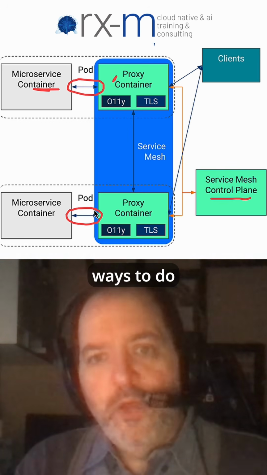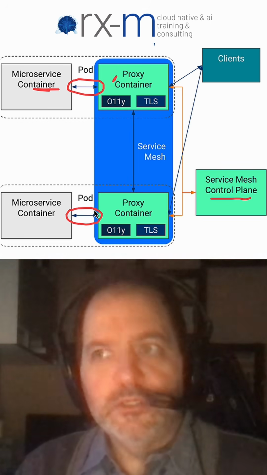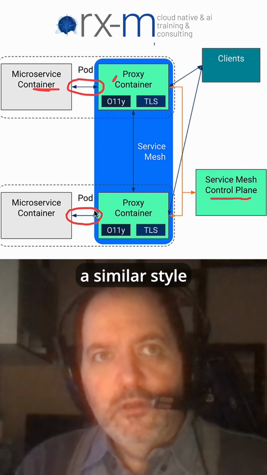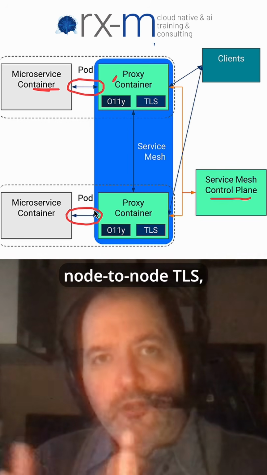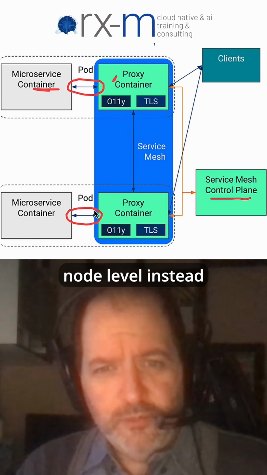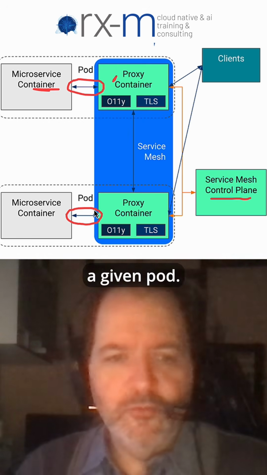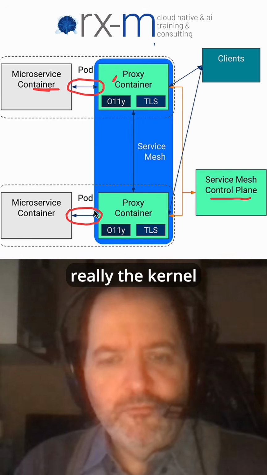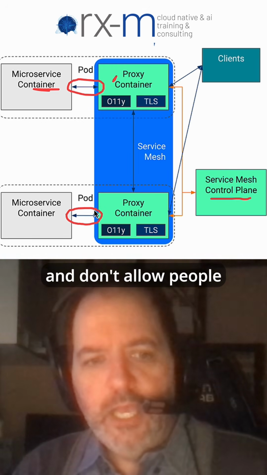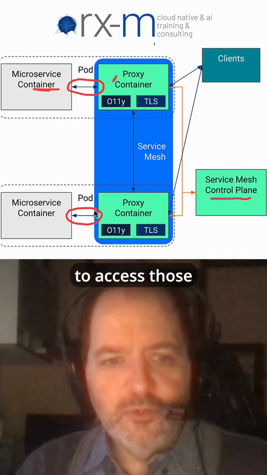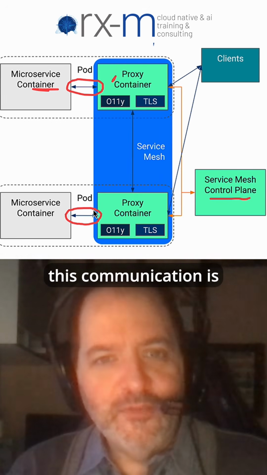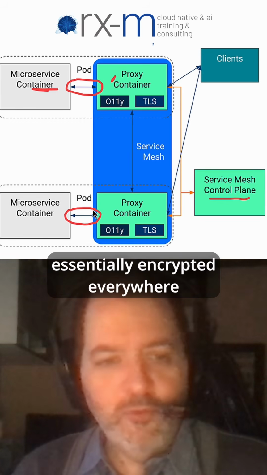There are other ways to do this, like you may have heard of other service meshes. Istio has sort of introduced the ambient mode, and Cilium has a similar style of mesh where they do node-to-node TLS, which means that the perimeter is a little bit bigger, right, at the node level instead of inside a network namespace of a given pod. But in the end, it's all really the kernel of the node. So as long as we are good at protecting our nodes and don't allow people to access those and muck around in them, then this communication is essentially encrypted everywhere else, right?